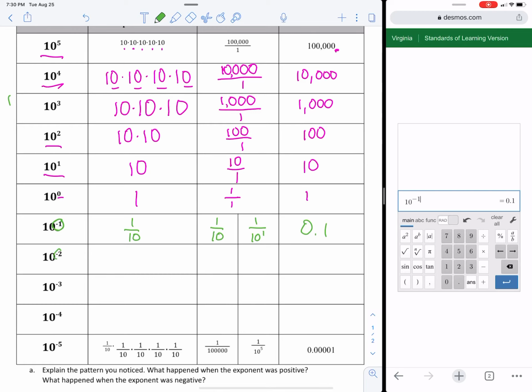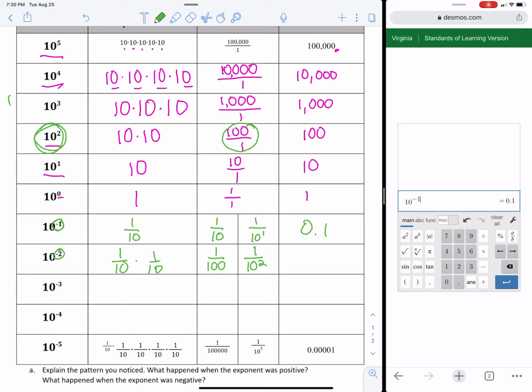So the next one is 10 to the negative 2 power. That means we're going to multiply 1/10 twice. So then we're going to write that as 1 over, well, I know 10 times 10 is 100. And notice at the top where we have 10 to the second power, that's 100 over 1. So we're just inverting that when we're talking about negative exponents. We're also going to write that fraction as 1 over 10 to the second power, because 100 is simplified to 10 to the second power.